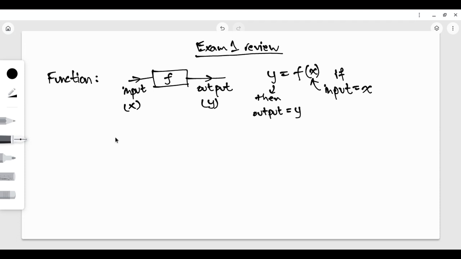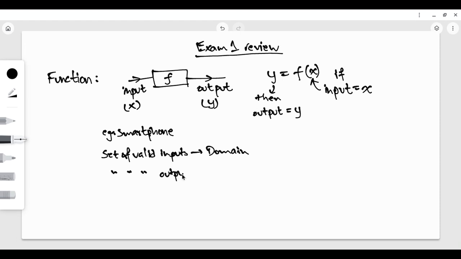Now, this is true for something like, for example, your smartphone. You have a bunch of buttons. When you press a button, something specific happens, and you want the output to be specific. Again, going along with the input, the set of valid inputs is called your domain. And the set of valid outputs is called your range. That's one representation of a function.